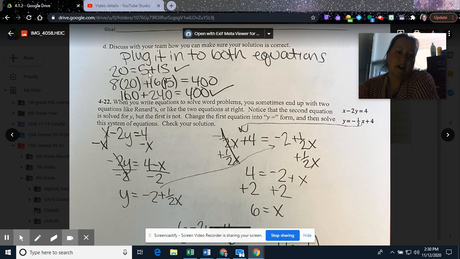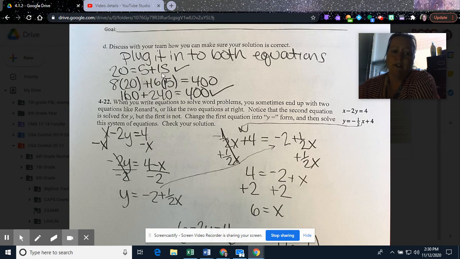So 5 plus caramel equals taffy, which was 20. That one works. And then each taffy was 8 ounces and each caramel was 16, and when you add that up, that does equal 400 ounces. And so that's how you can tell that your answer was correct.